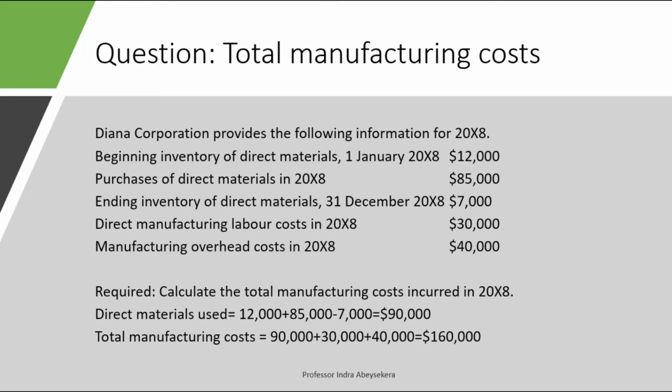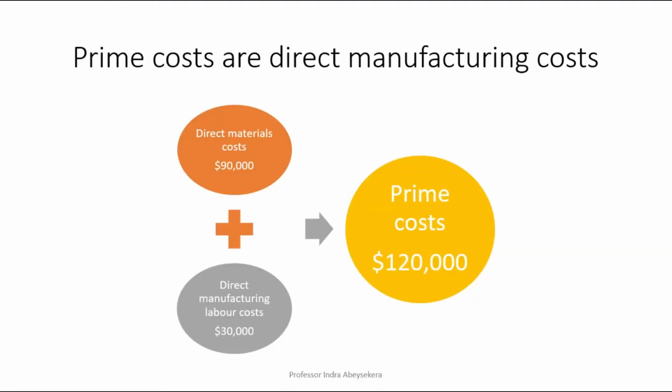Total manufacturing costs are the direct materials used 90,000 plus direct labor costs incurred 30,000 plus the manufacturing overhead costs incurred 40,000, and that becomes 160,000. Prime costs are direct manufacturing costs. So they are the direct material costs, in the example we took, 90,000, and direct labor costs, which is 30,000, and the prime cost is 120,000.